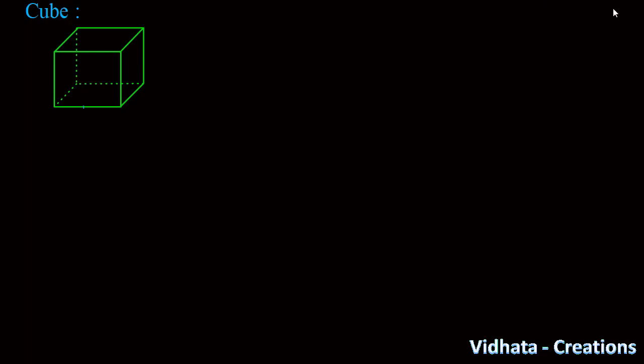This type of figure we have, but what is its specialty? What is meant by a cube? A solid figure cube has all the sides of equal length. This side is equal to this side, is equal to this side, and all the sides are of equal length. Such a figure we call a cube. Now first of all, we want to study the parts of this cube. What are the parts of the cube?